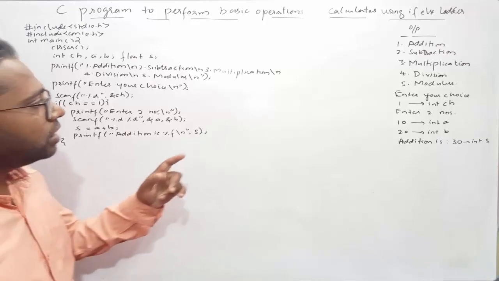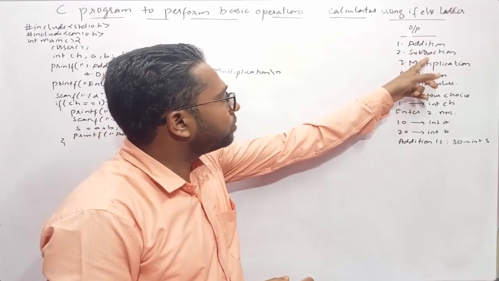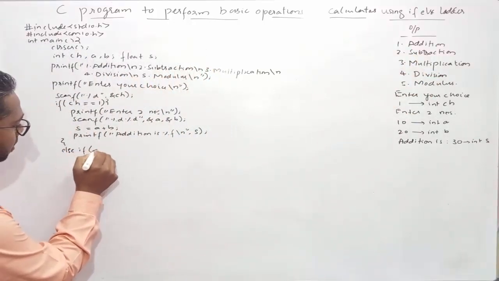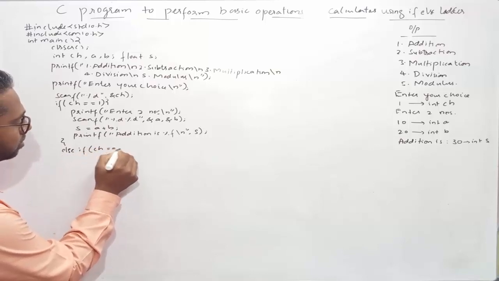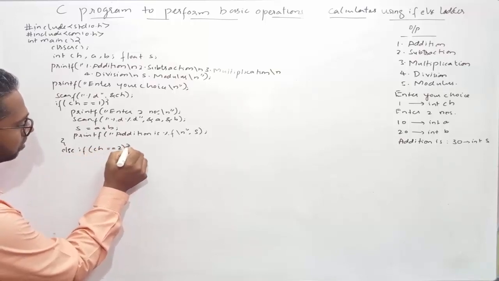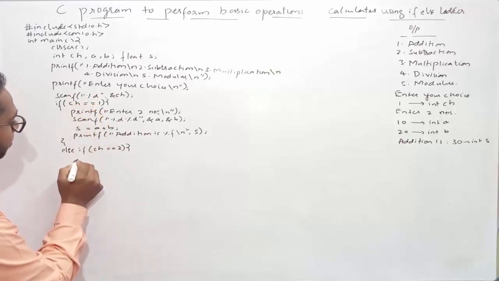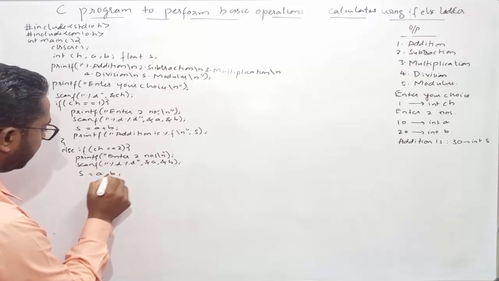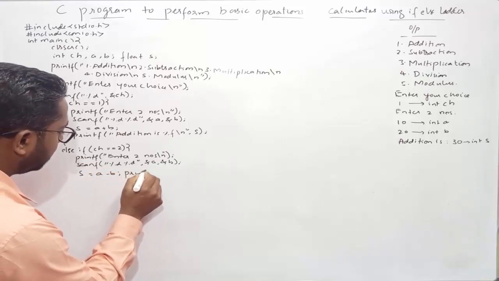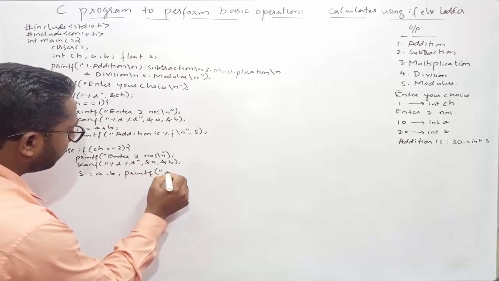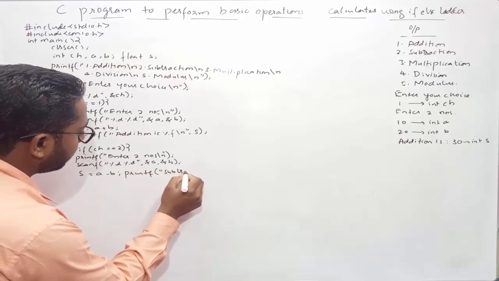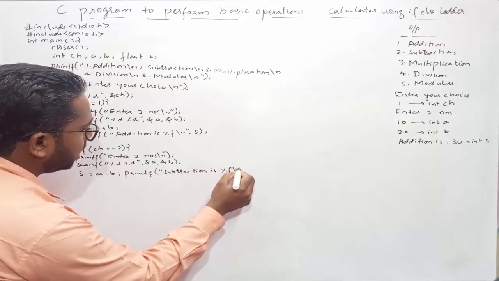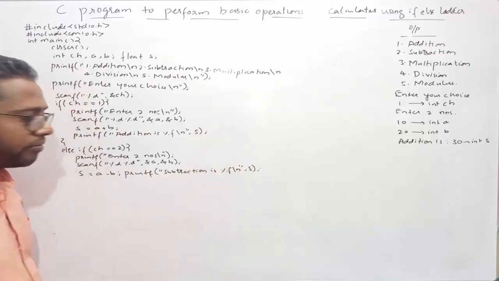Now suppose the user choice is 2, that means the user wants to perform subtraction. So I will use else if choice is equal to 2. Then again we need to write these 4 statements. s is equal to a minus b, and then I will print here only, printf subtraction is %f slash n comma s. Okay, this one is done.